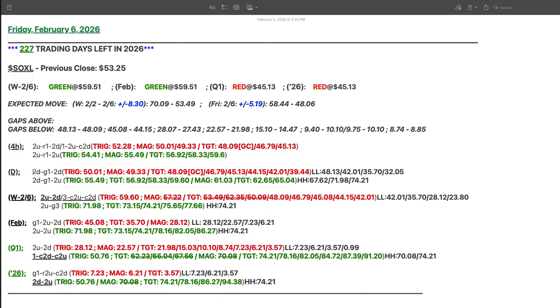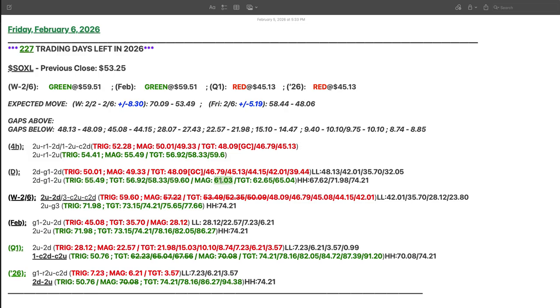On the day chart, if we go to the downside, we get that 2-1-2 down continuation triggering at 50.01, magnitude of that move being 49.33, so not a lot of magnitude there, but we do have some extended targets out here for you. Again, starting with that gap close at 48.09 and continuing on down. To the upside, we would have a 2-1-2 up reversal triggering at 55.49.